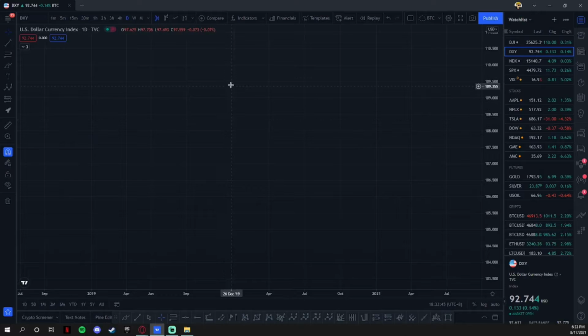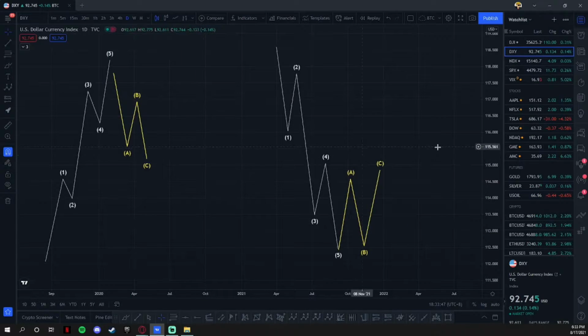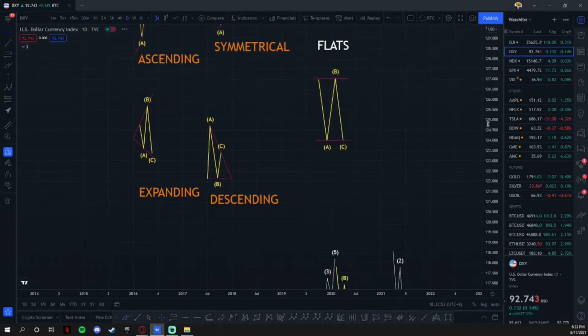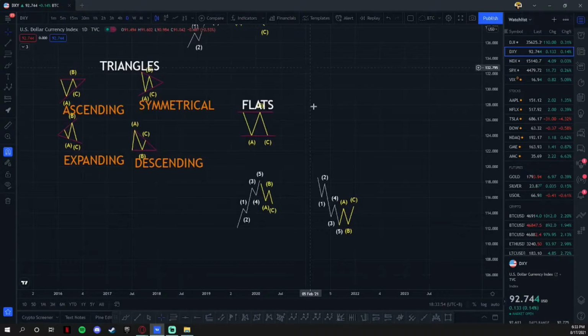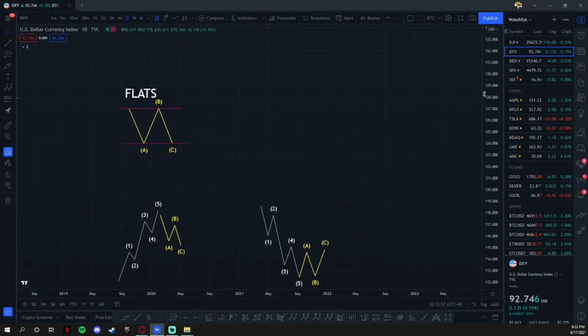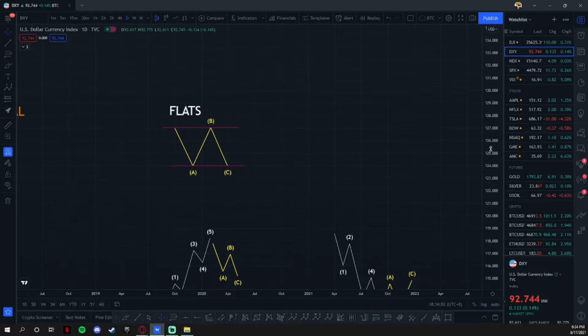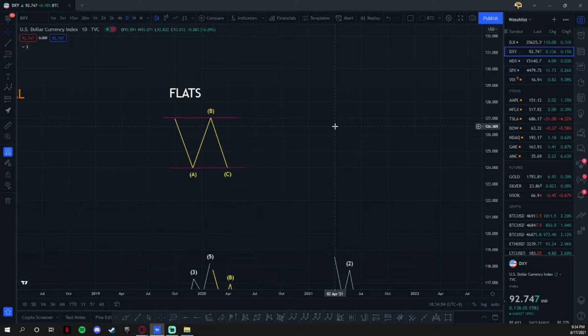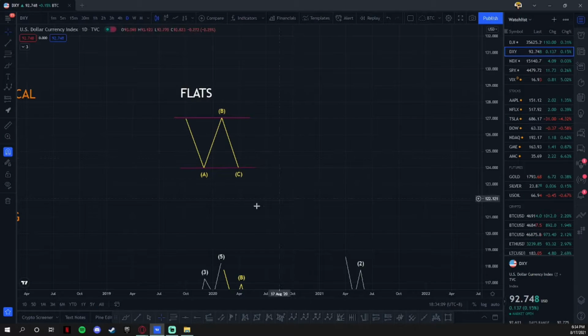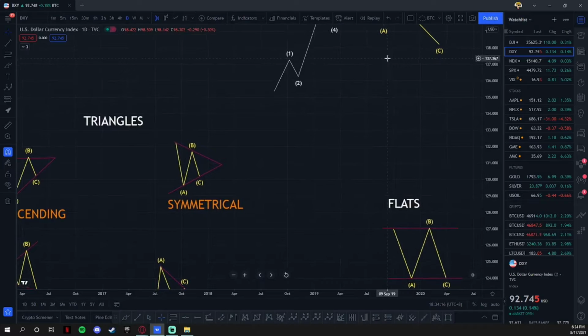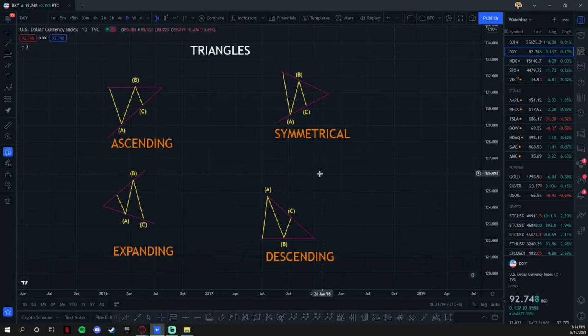The three main patterns of the correctional waves. So in the last video I told you that there are 21 correctional patterns in total, but today we are going to talk about the 3 main patterns, since the majority of the time you will see these patterns. So the number 1 pattern, we have the flats, the next pattern we have the zigzag, and we have the triangles.